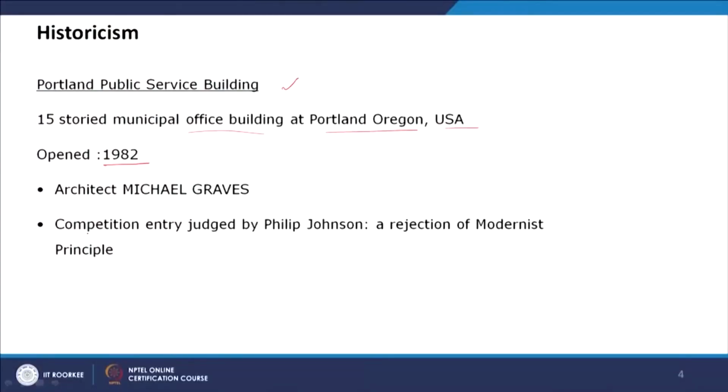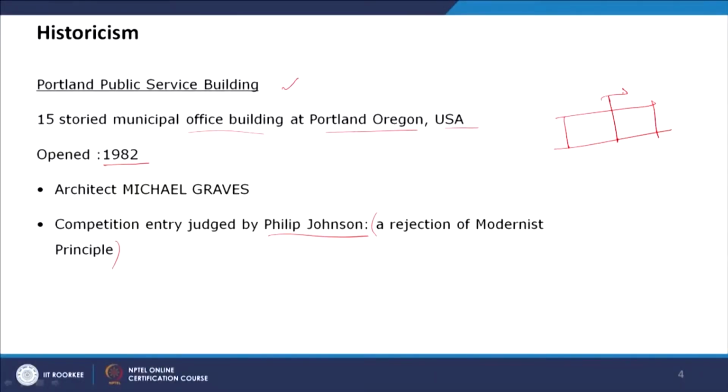This was a competition entry judged by Philip Johnson, and there was a rejection of modernist principles by Philip Johnson. Philip Johnson's work we have seen, which is absolutely modernist and of the high modern era, is the Johnson House, where he designed a pure glass box with a cylinder. But we will also see how his work was transformed throughout the contemporary movement.